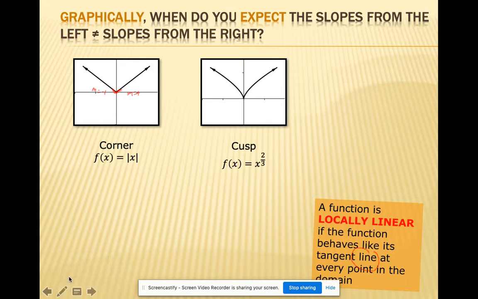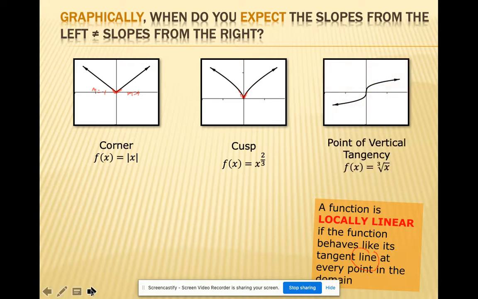A cusp, right? You come in, the slopes from the left are all negative, the slopes from the right are all positive. And again, I have this sharp point where I can't really draw a unique tangent line. Then I do have a kind of smooth curve, but here I don't have a sharp point, but the slopes are approaching 0, a vertical tangent. I can draw a unique tangent line there.